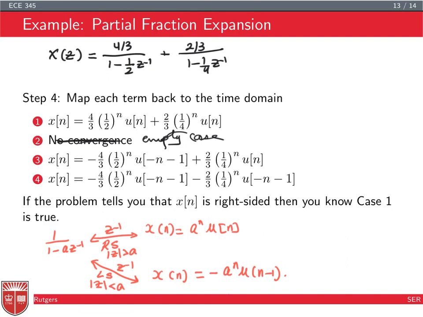Here I just noticed that I had a typo. When the signal is left-sided, the inverse is negative a to the power n u of minus n minus 1. So here I left out the negative sign, so I'm going to add it. So here there is a minus sign. There's a negative sign here, and this is why you have these things here.